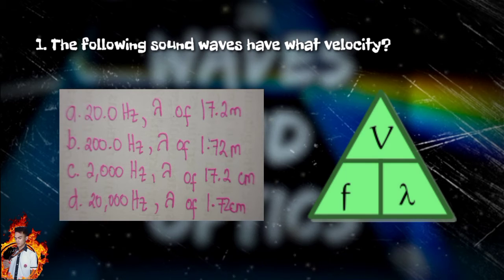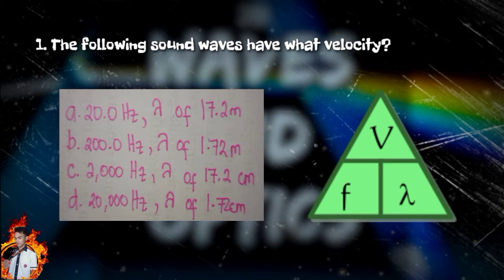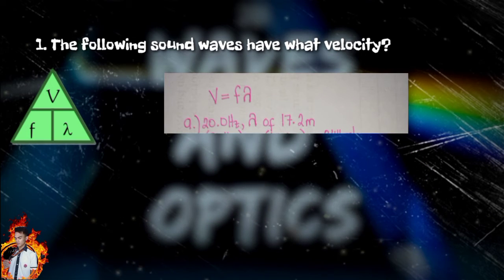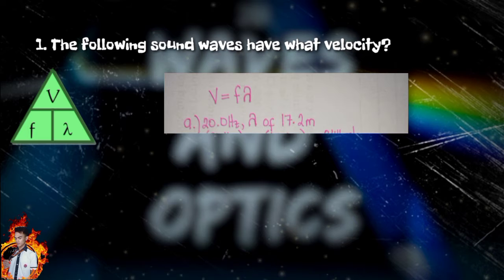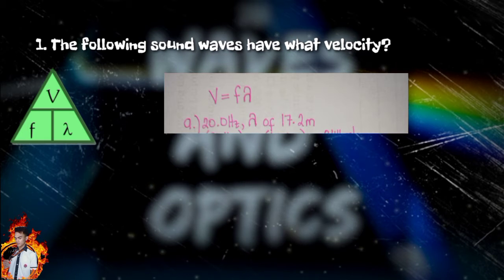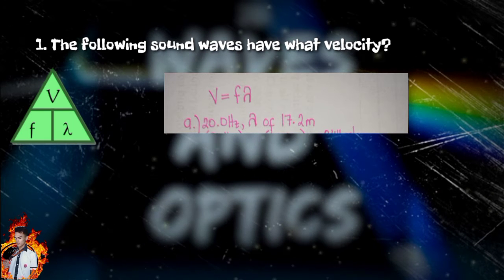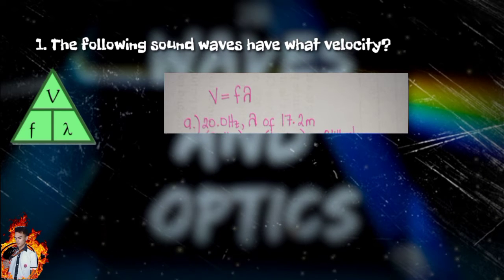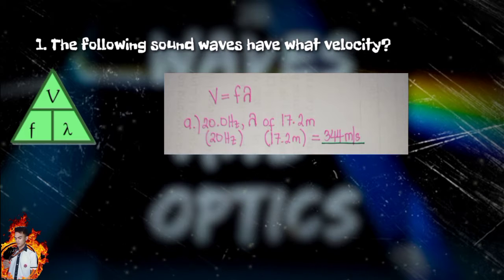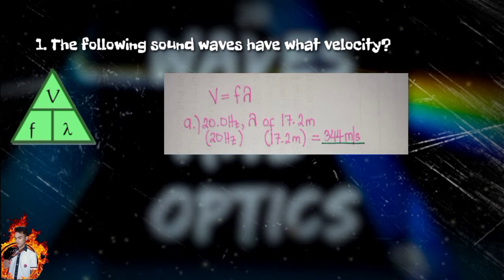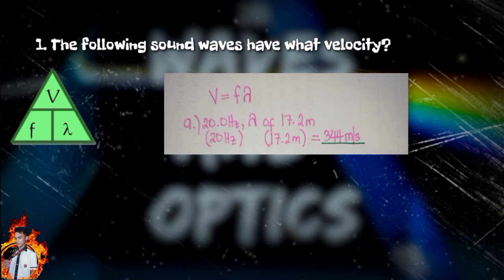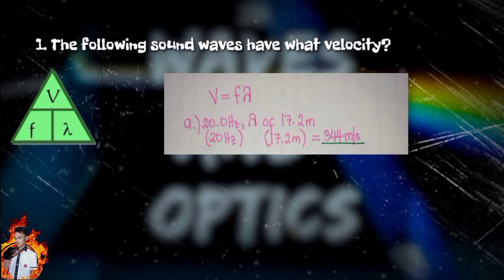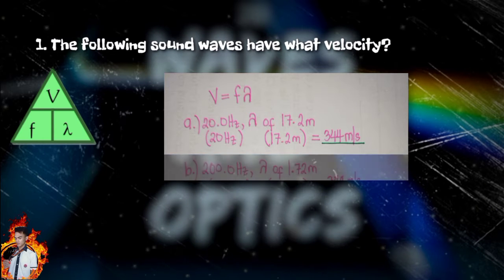Using this magic triangle, we could identify what formula could be used. Given the frequency of 20.0 Hz and the wavelength of 17.2 meter, to get the velocity, we are going to multiply frequency and the wavelength. 20 Hz multiplied by 17.2 meter is equal to 344 meter per second. We have now the velocity of letter A, and then let's move on to letter B.